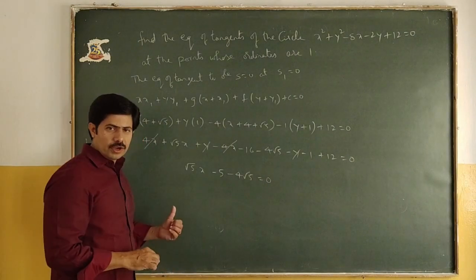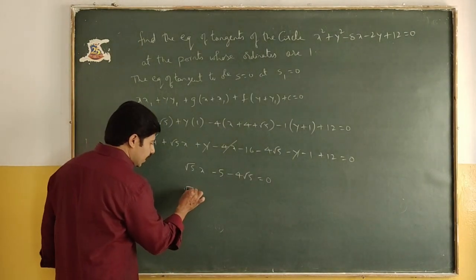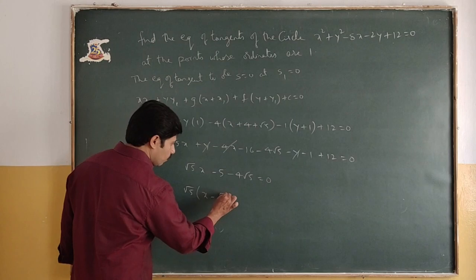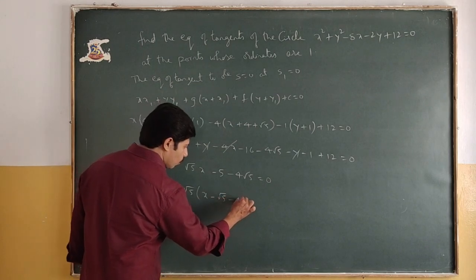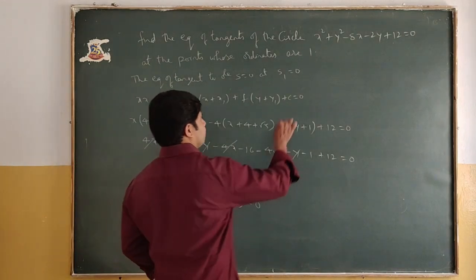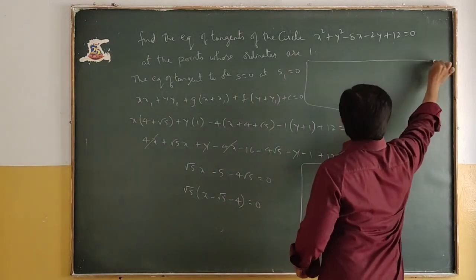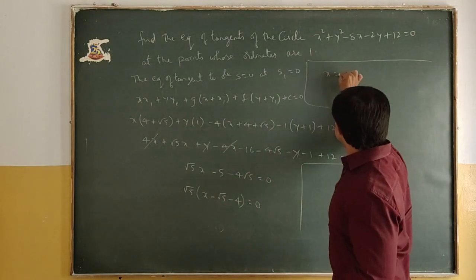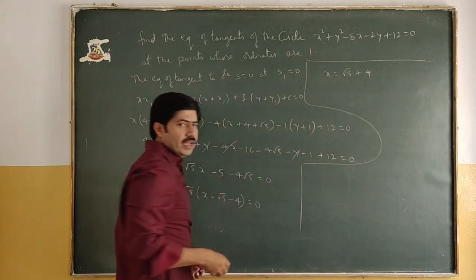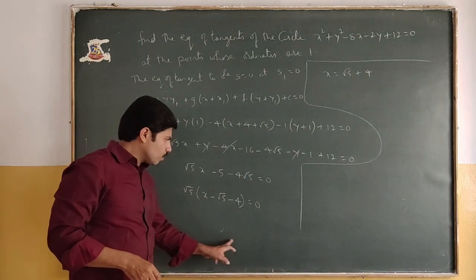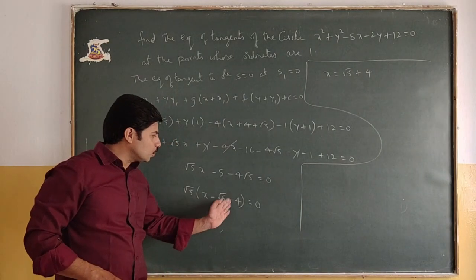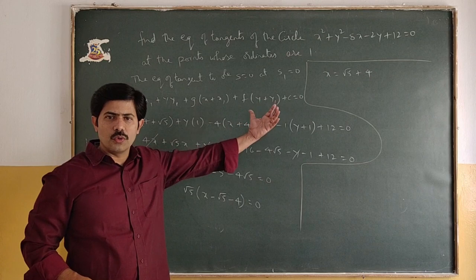Now we'll take root 5 common from this equation. If we take root 5 common, we get x minus 4 minus root 5 is equal to 0. After that, what do we get? We took root 5 common, so root 5 goes to the denominator, and 0 by root 5 will become 0. So x is equal to, transposing these two terms to the other side, 4 plus root 5.